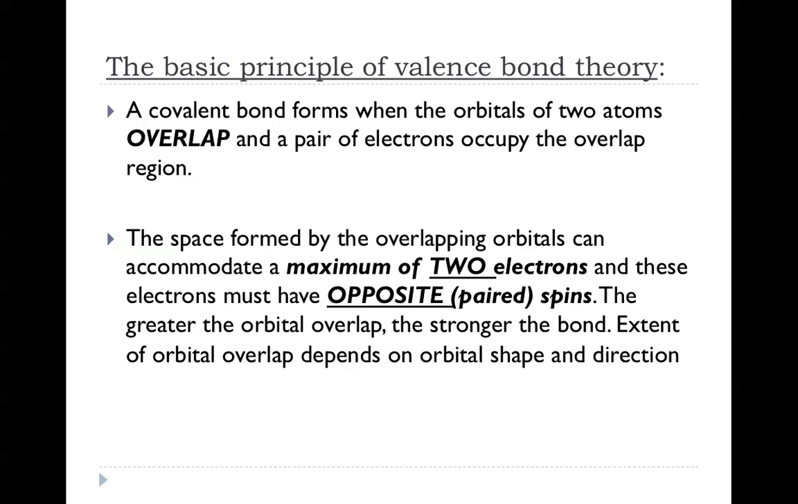Covalent bonds form when the orbitals of two atoms overlap and a pair of electrons occupy the overlapped region between the two atoms. The space formed by the overlapping orbitals can accommodate a maximum of two electrons, and these electrons must have opposite spins. This goes back to an idea from our atomic theory unit when we discussed how our electrons are arranged in orbitals. Basically, the greater the orbital overlap, the stronger the bond.